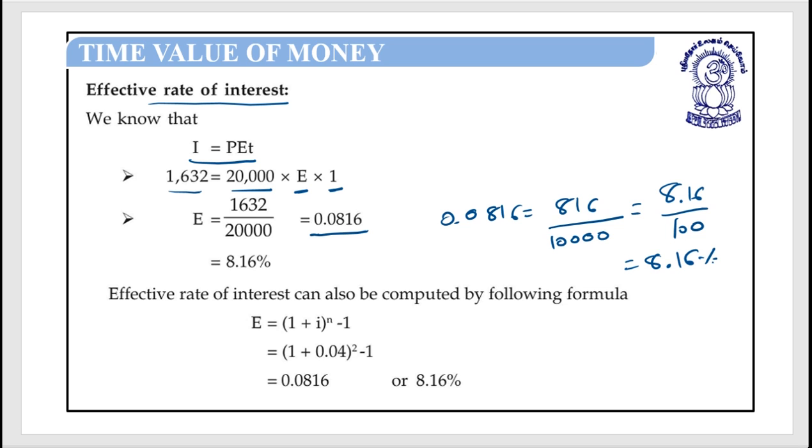Effective rate of interest can also be computed by the following formula. There is an easy way. E is equal to (1 plus I) raised to n minus 1. So (1 plus 0.04) squared minus 1. Using the calculator, solve this and we will get the answer 0.0816. So, 8.16 percent.